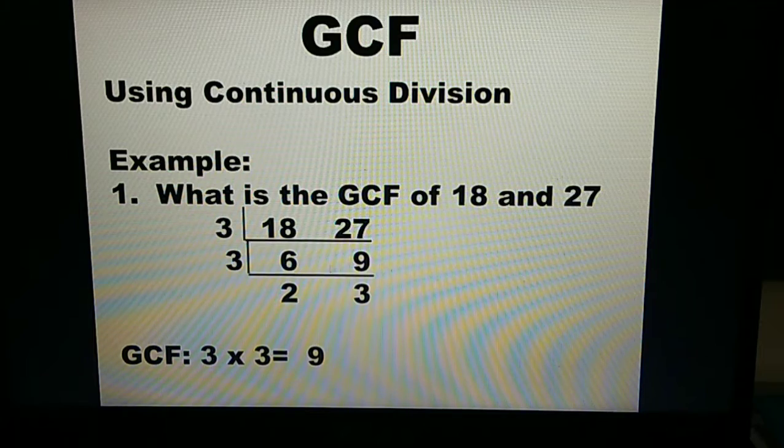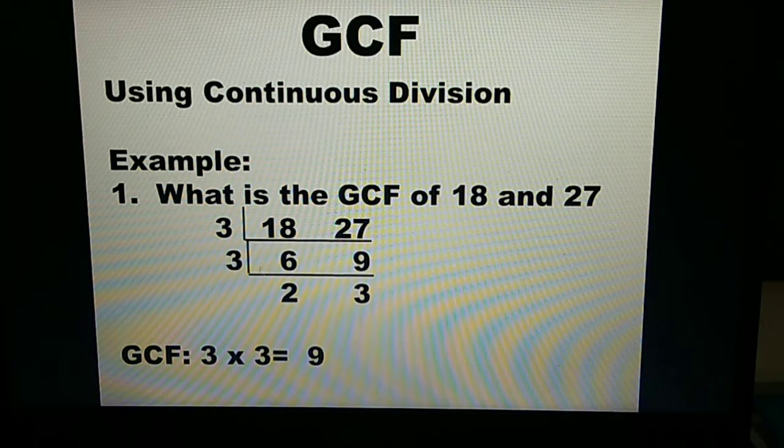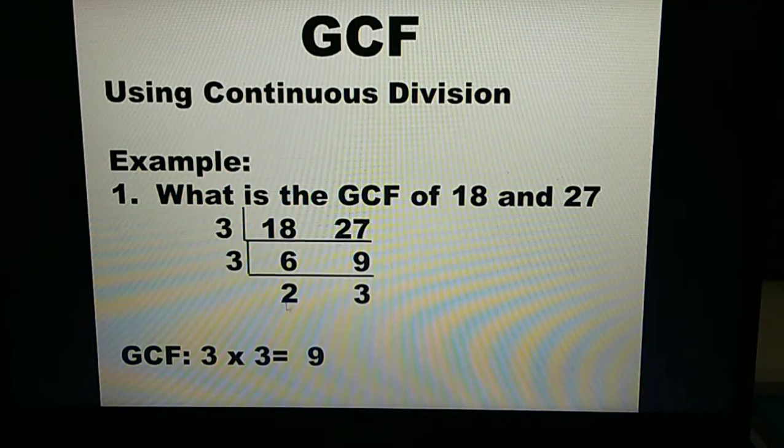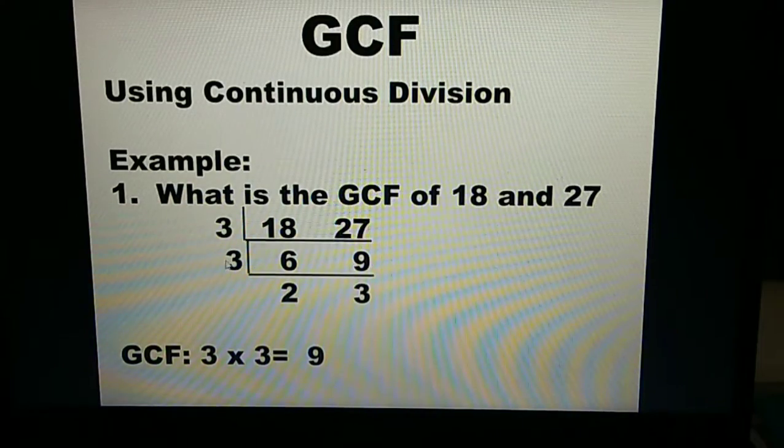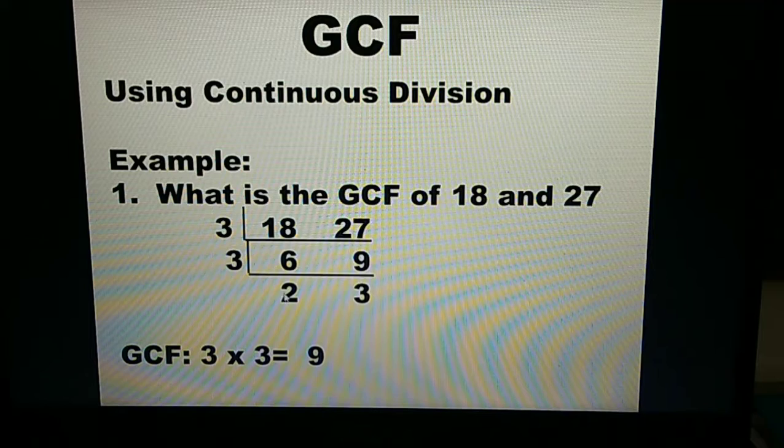I-divide natin si 6 and 9 by 3. So, 6 divided by 3 is 2. Then, 9 divided by 3 is 3. So, as what you have observed, the two numbers in the third row, we have 2 and 3. Wherein, 2 and 3 have no common factor or no common divisor. So, we are going to stop dividing here.